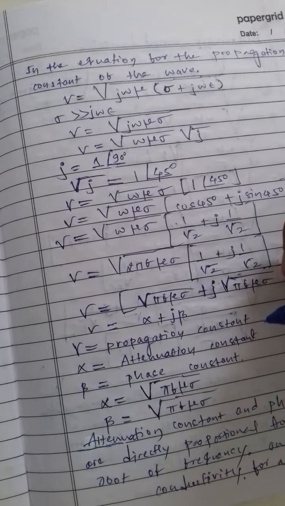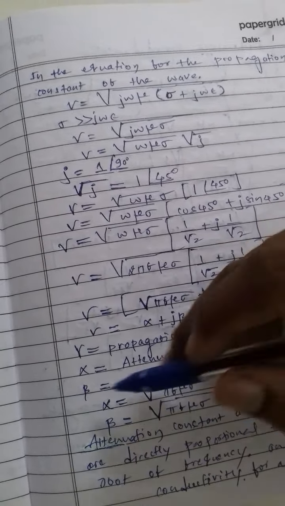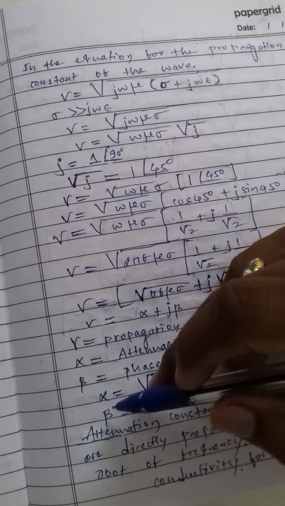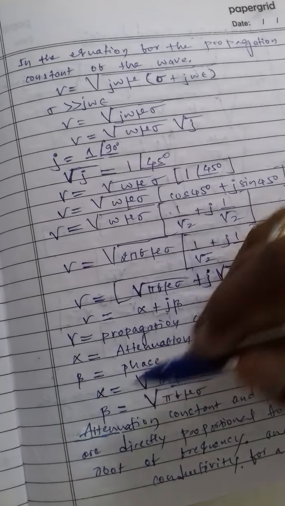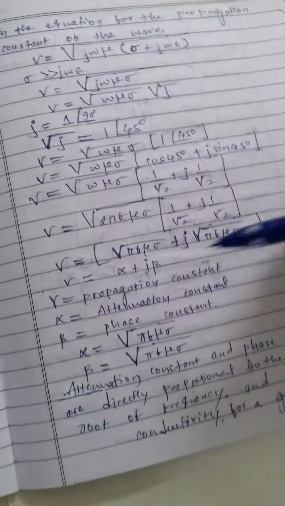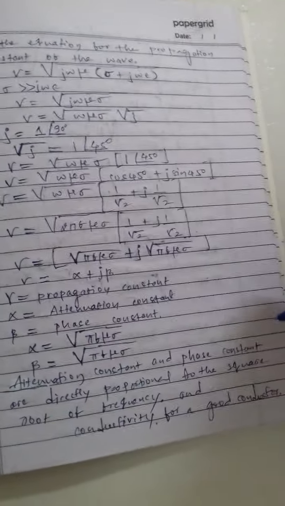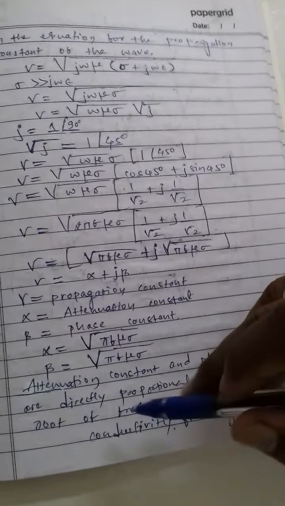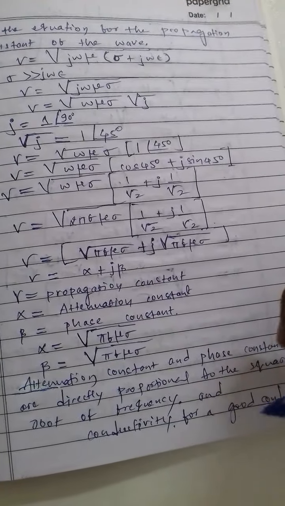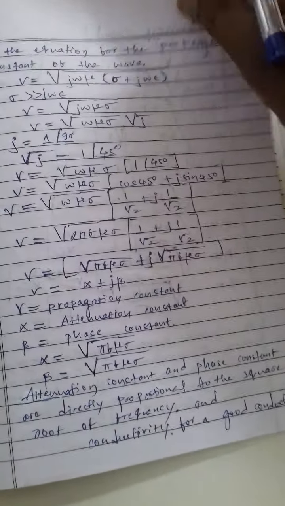Gamma is equal to alpha plus j beta. Gamma is the propagation constant, alpha is the attenuation constant, and beta is the phase constant, where alpha is square root of pi f mu sigma. Attenuation constant and phase constant are directly proportional to the square root of frequency and conductivity for a good conductor.